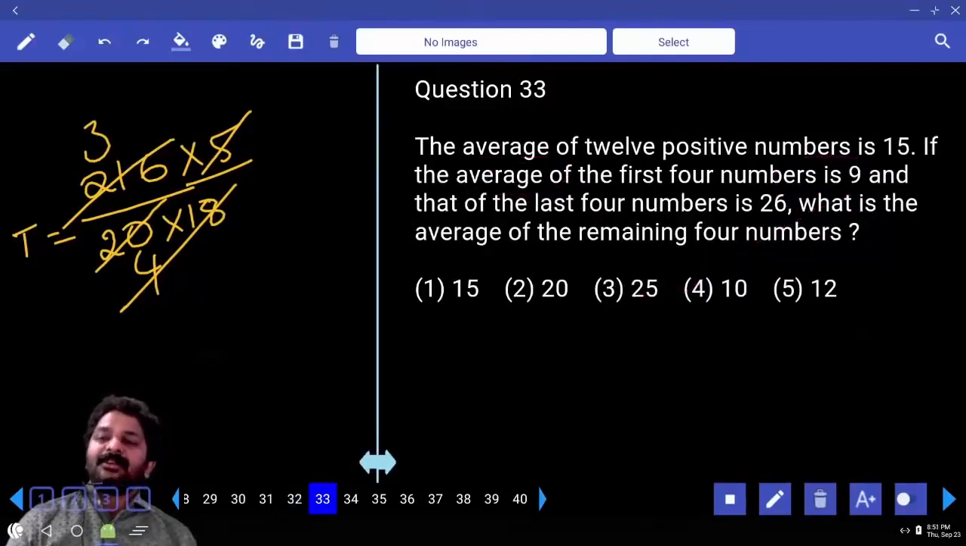The average of 12 positive numbers is 15. If the average of the first 4 numbers is 9 and the last 4 numbers is 26, what is the average of the remaining 4 numbers?